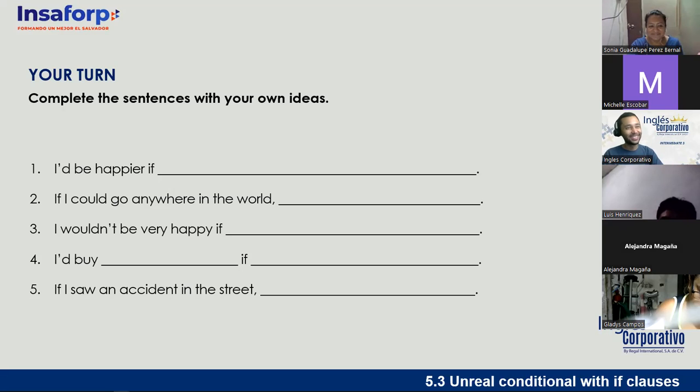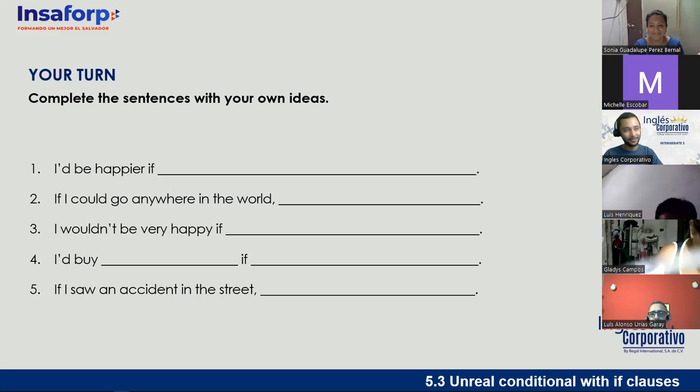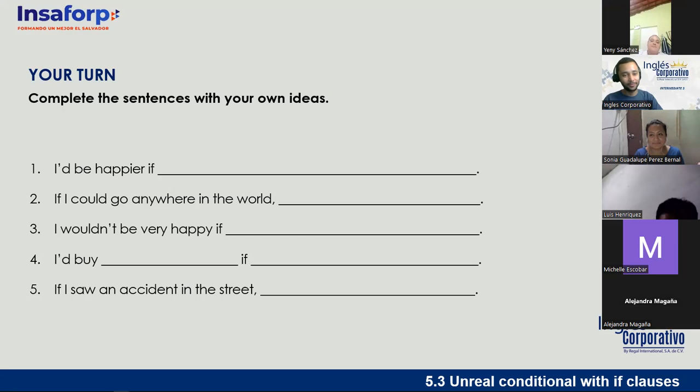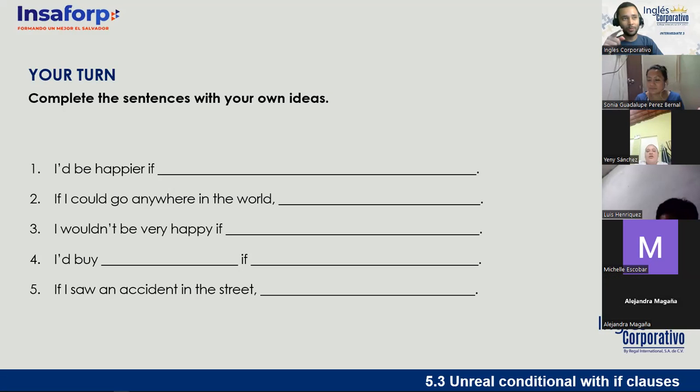Michelle, number one, please. I will be happier if I bought a big house. I'd be happier if I bought a big house. Okay, great. Yeah. Okay, but big houses are very, very expensive. But yeah, great. Jenny, number one. I would be happy if I lose weight. Okay, but you have to use the verb in past. I would be happier if I lost weight. Uh-huh. I would be happier if I lost weight. Okay, good. Very nice. Let's take number two. If I could go anywhere in the world. Okay, volunteers.